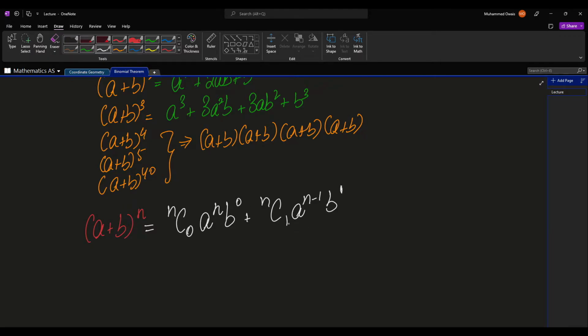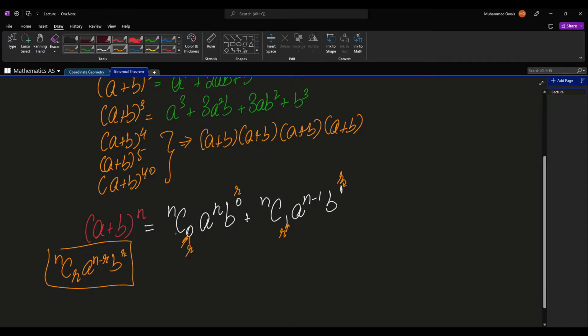So basically, we call this r. The power of b is r always, right? Here r is 0, so the power of b is 0. Here r is 1, so the power of b is also 1, because the power of b is always r. What we can generalize this as is nCr a power n minus r into b power r. See, this is how we are generalizing this. This is why we did n minus 1. Here we did n minus r, which for r equals 0 is n minus 0, so I can just write this as n.